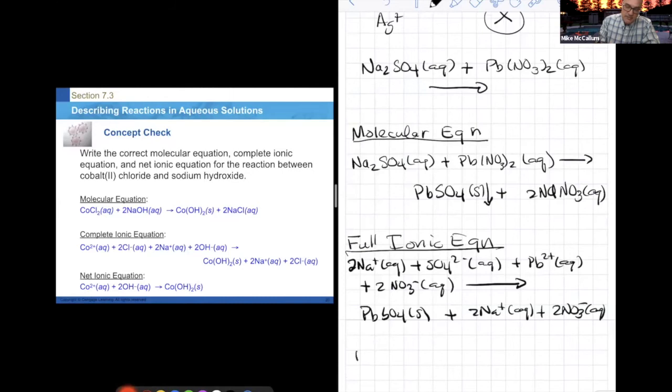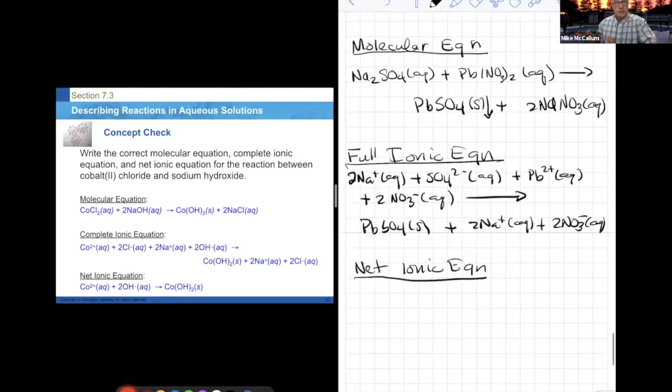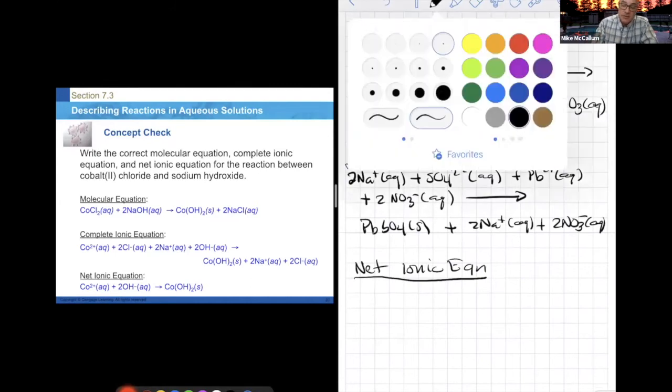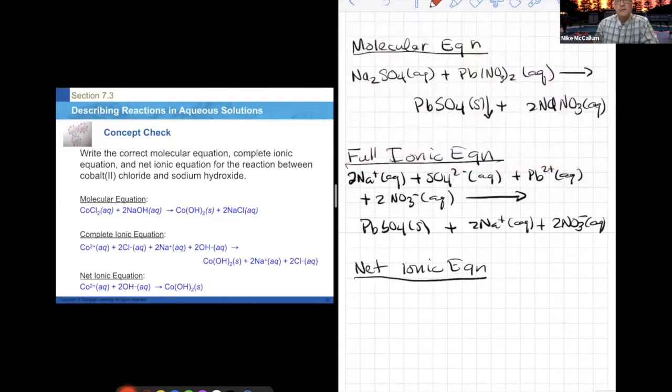The net ionic equation. Now, when I did this the first time, I took the product and worked backwards. Let's go the other way. And what I'm going to use is the full ionic equation to go the other way to eliminate things that are on both sides, right? If we do that, we can see that we have sodium existing on both sides. We have nitrate existing on both sides. And what we're left with is the sulfate and the lead going to lead 2 sulfate.